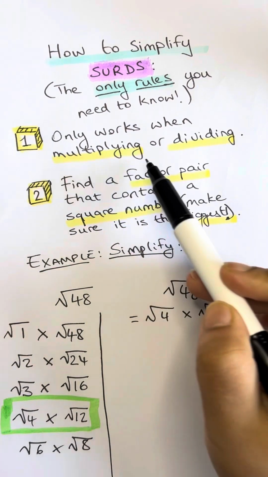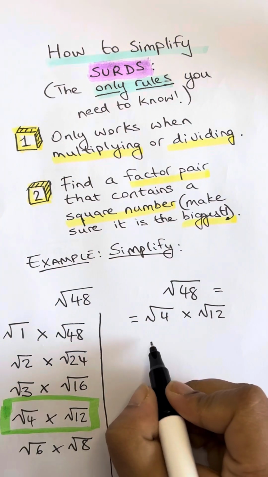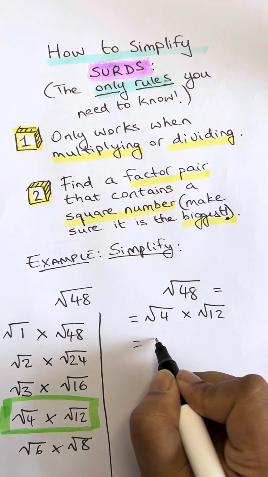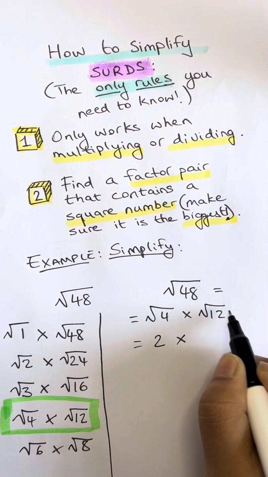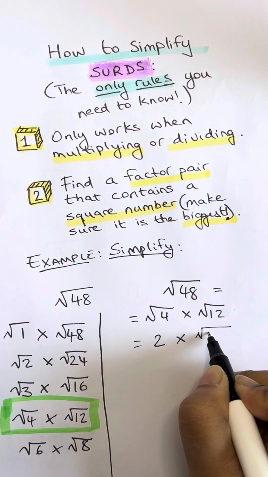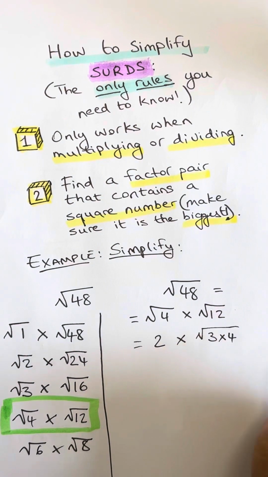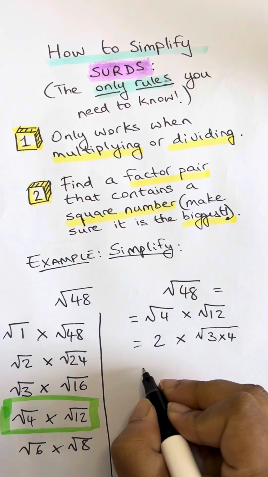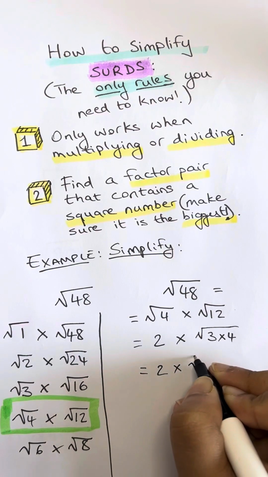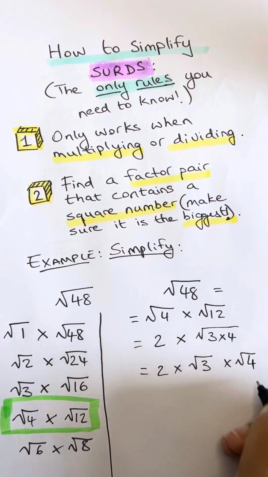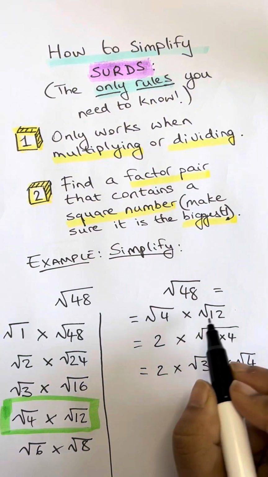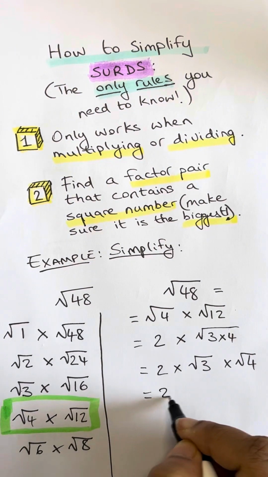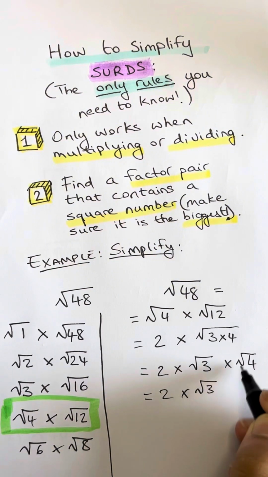And I can see that I'm only multiplying. What's square root of 4 times square root of 12? Square root of 4 is just 2, times square root of 12, which can be rewritten as 3 times 4. The square root can also be written like this, so you can write it down like this, but it also can be written in this format here. So I know that square root of 4 is 2.